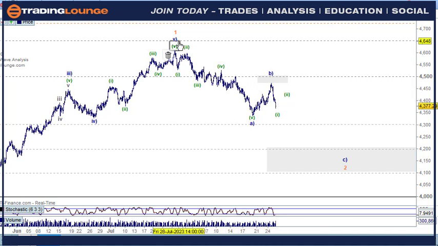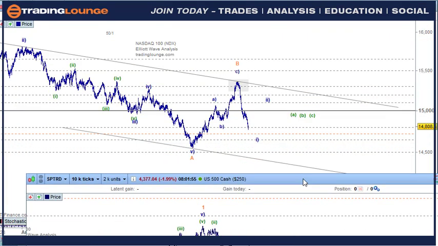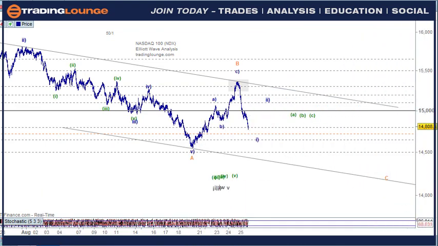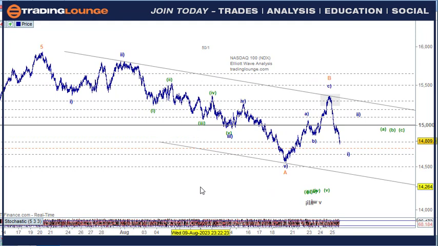So this move down through here, counting this as 5 waves, is a little bit tricky. On the Nasdaq, it's a little bit clearer, where we can have 1 and 2, and 1, 2, 3, 4, 5 here for the third wave, and then the fourth, and then the fifth.